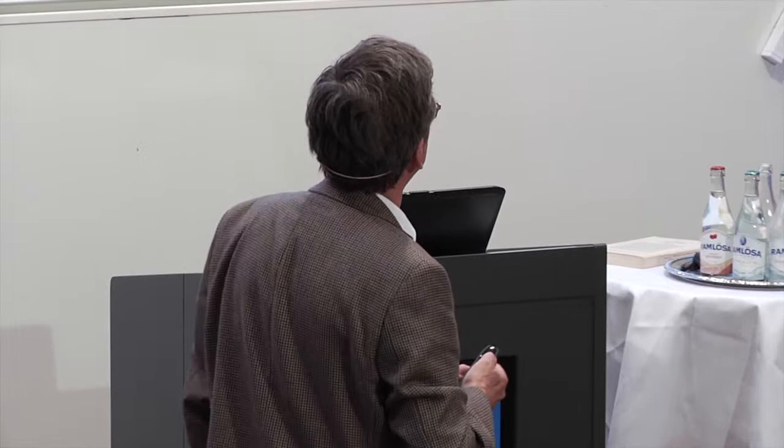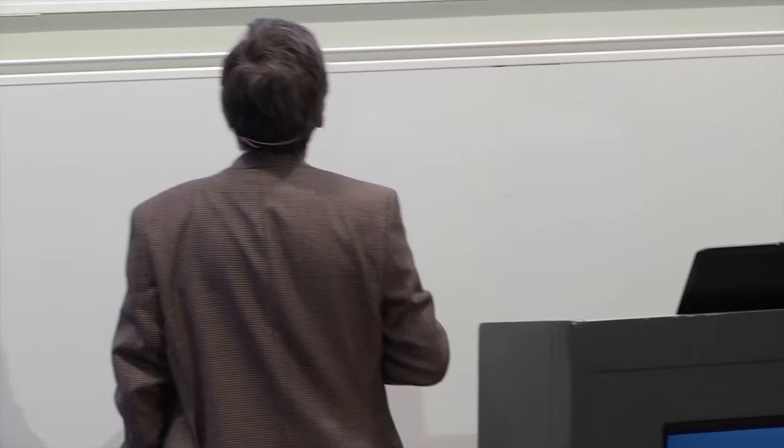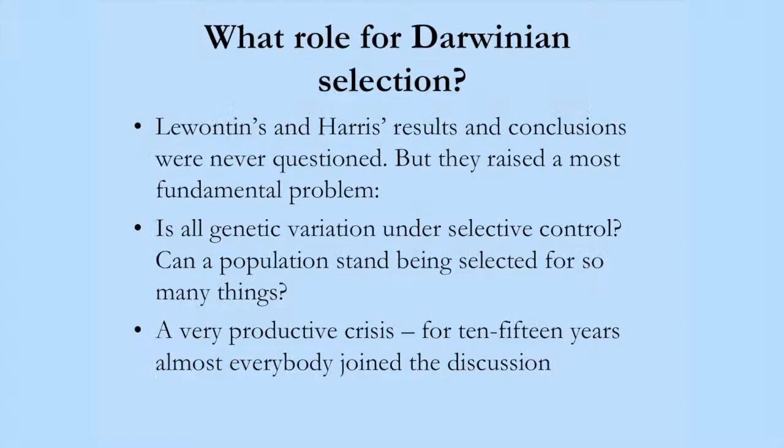But let us go back, saying that there were questions about genetic variation that were raised by these original papers. What were those questions? What was the discussion that happened? So we now go into the world of thinking. First of all, it's worth saying that Lewontin's and Hubby's results and conclusions were never questioned. Nobody said it's wrong, because it wasn't.